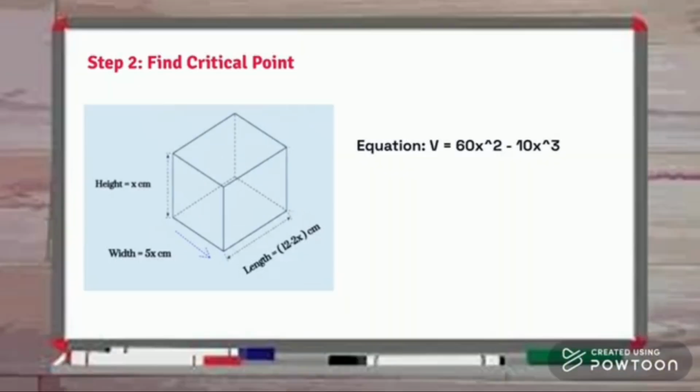To find the maximum volume, we need to use calculus. We will take the derivative of our volume function. Using the power rule, the derivative of 60x squared is 120x. The derivative of negative 10x cubed is negative 30x squared. So the derivative dV over dx equals 120x minus 30x squared. We set this derivative equal to 0 to find where the volume stops increasing or decreasing.